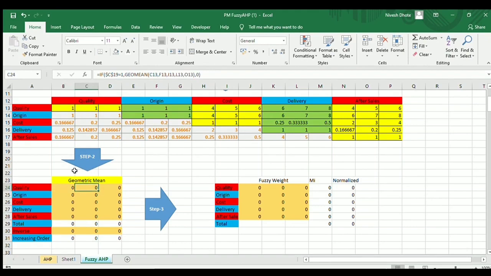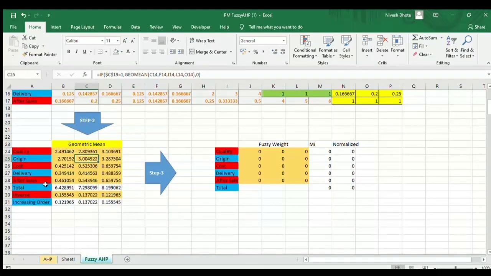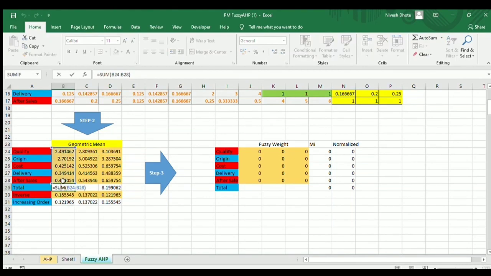Similarly, for the second cell, the geometric mean is of 1, 1, 5, 7, 5, and the geometric mean of these values will be my geometric mean of the second factor. Similarly, we will do this for all the values, like after sales we will calculate the geometric mean. After that, our next step is to sum all the values. So the sum value will be the summing of all these values of all the factors. Similarly, we will sum these values, and similarly we will sum all these values.